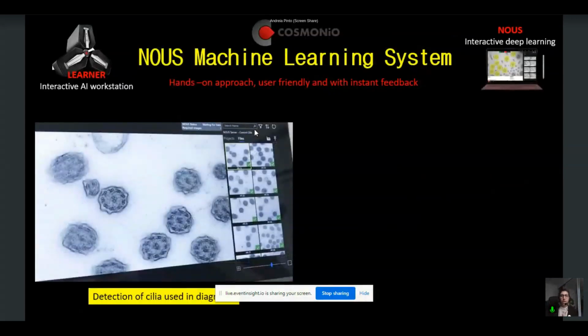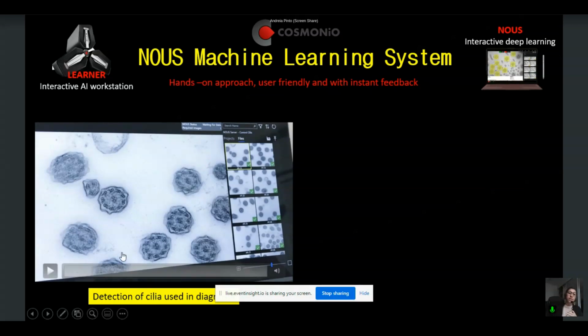So with the help of Cosmonio, now part of Intel, we were equipped with this machine learning tool, which was the NOUS. And we have in our hospital a learner interactive AI workstation where we are feeding all these images of patient data containing hundreds of cilia. And we were teaching the machine what is a normal cilia, what is an abnormal cilia, and cilia that are useless, cilia that we cannot actually use for a diagnosis, because that also can happen, and that contributes to our final decision.